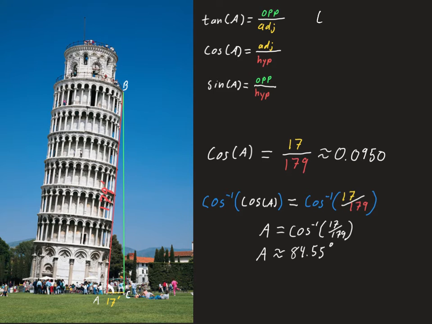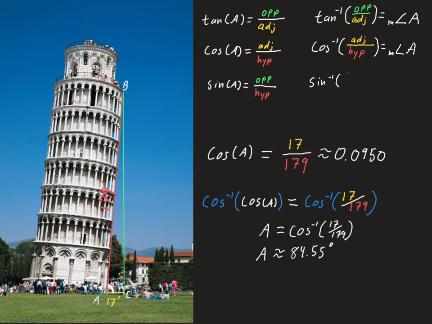So it's not only the inverse of cosine, you can also have the inverse of tangent or sine. The inverse tangent of the opposite over the adjacent sides will equal the measure of angle A. And the cosine, which we just did, the inverse cosine of the adjacent over the hypotenuse will equal the measure of angle A. Finally, the inverse sine of the opposite over the hypotenuse will equal the measure of angle A. Okay, so let's go ahead and try using this in another situation.